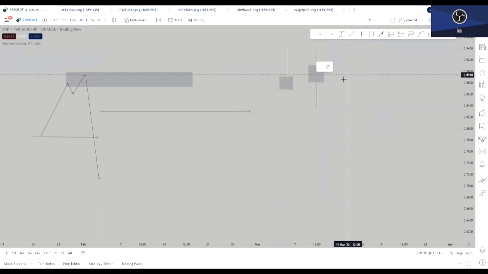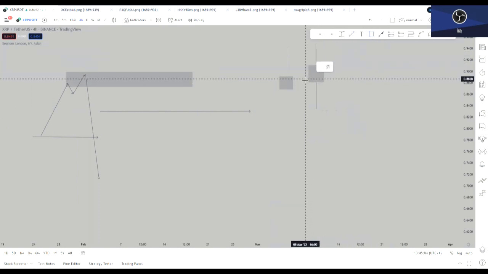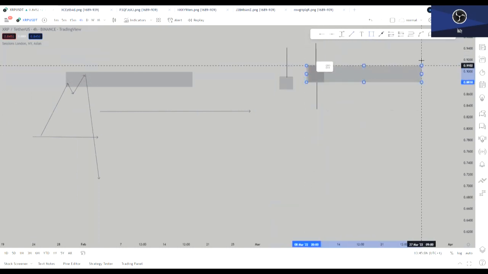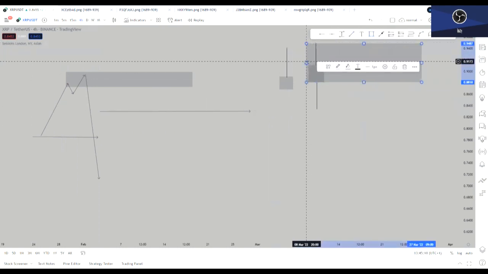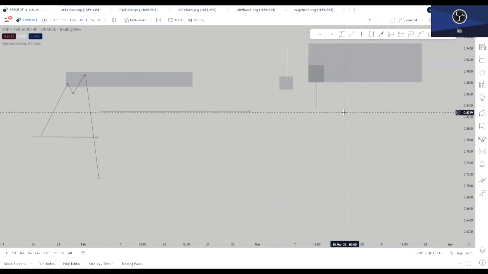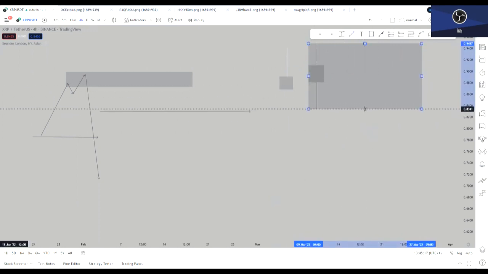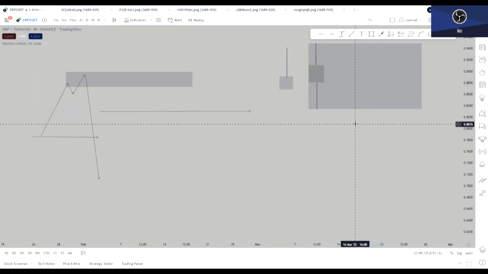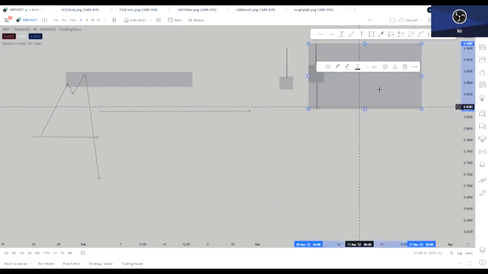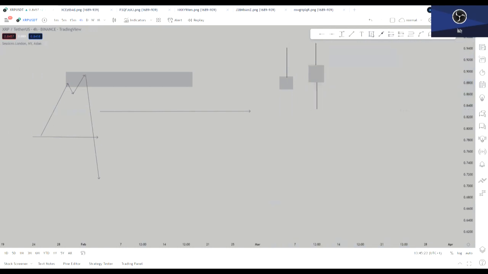It can be drawn very easily. You take this low to the high, so you can draw it like this. This would be a way of drawing a right supply zone, or you draw it like this, which can also be a valid way of drawing a supply zone. But the easiest time to draw it is when you have a pin bar.